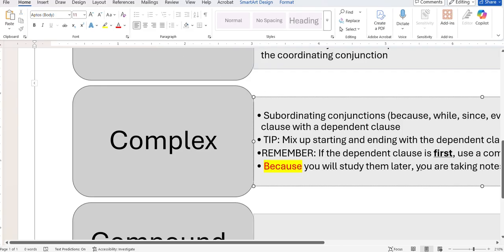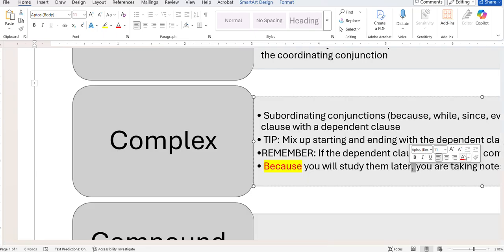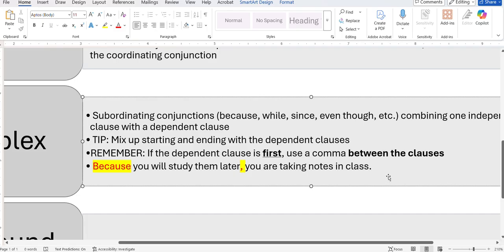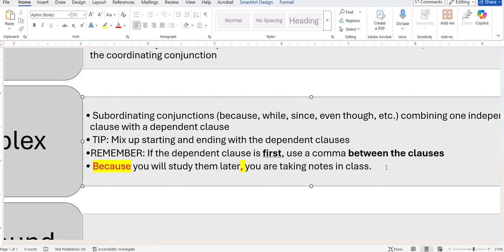Right? And since it is the first clause, you have to have a comma between the two clauses. If I had said, you are taking notes in class because you will study them later, then I have made that the second clause and no comma.